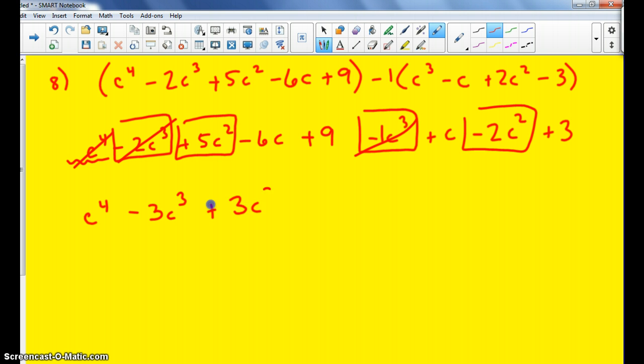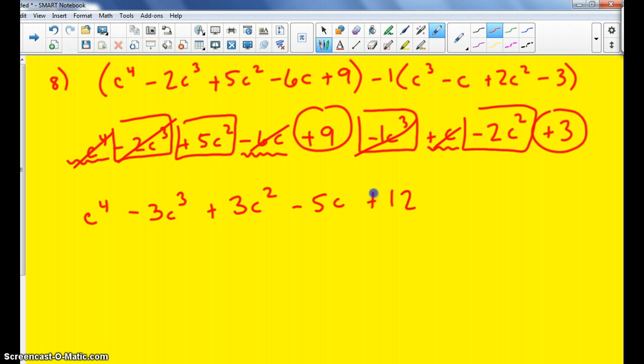Positive 3c squared. Then I have negative 6c plus 1c. Jacob, what do I get? Negative 5c. Mark it out. Cameron, what's left? 9 plus 3, and what is that? Plus 12. So the degree is what? 4. And how many terms does it have? It doesn't have 4 terms. It has 5 terms. What's it called? Polynomial.